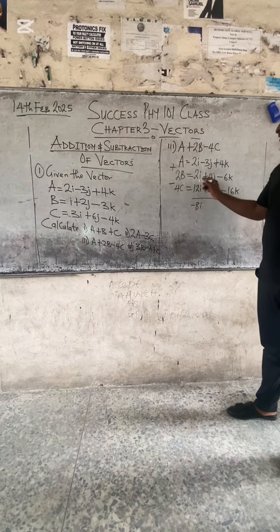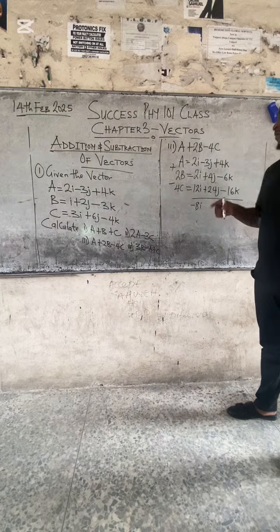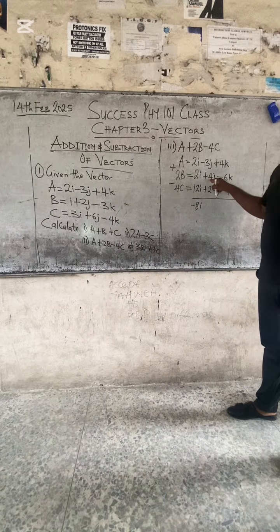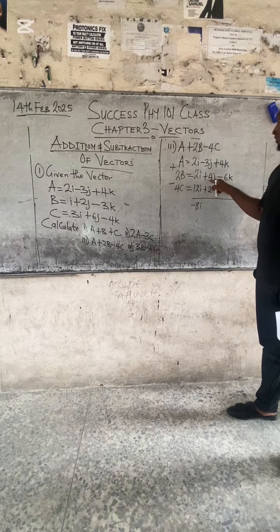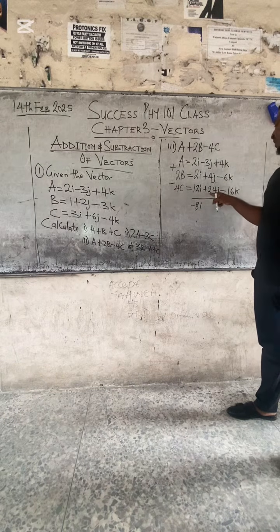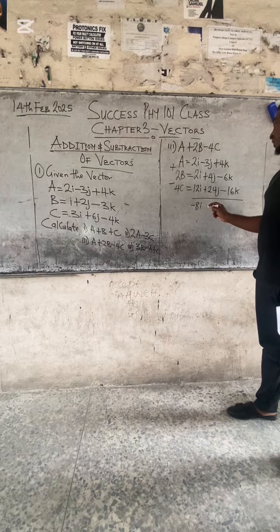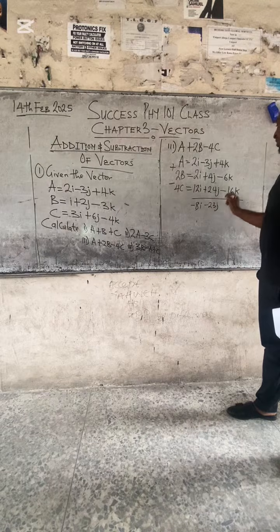So this is not about, I don't understand. This is about the calculator. Press 2 plus 2, 4. 4 minus 12, minus 8. Minus 3 plus 4 is plus 1. Plus 1 minus 24 is minus 23j. Look at it.